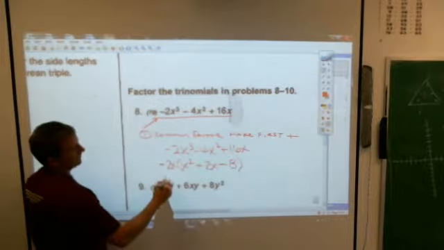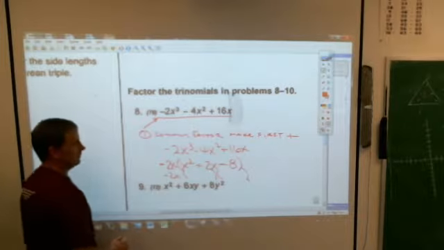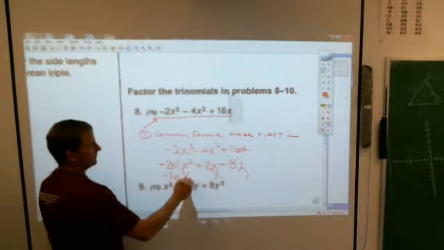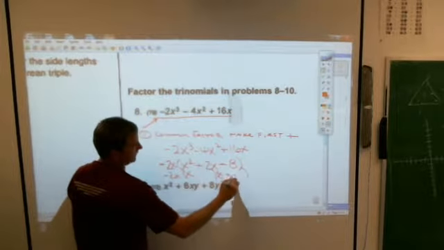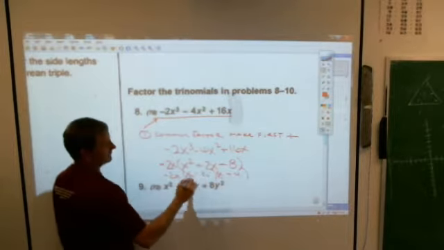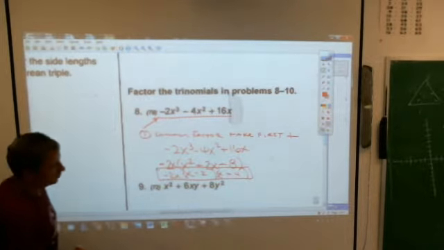Then you have to look at the trinomial and see if you can factor that into two binomials. Reverse FOIL. What times what gives you negative 8, added together gives you positive 2, and that would be a positive 4 and a negative 2. It does, in fact, work.